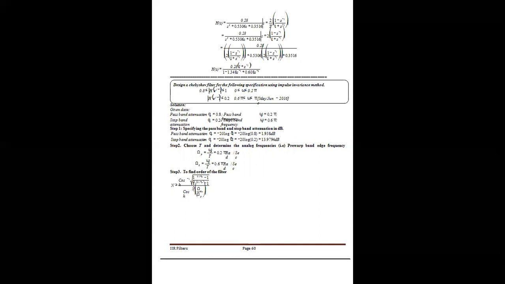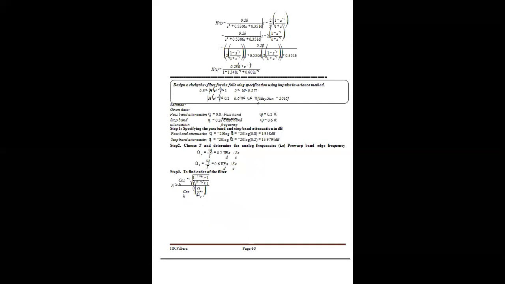Okay. Next, we have to design a Chebyshev filter using the same problem with the impulse invariant method. Okay. So what we'll be doing here? 0.8 is the passband attenuation, the passband frequency is 0.25, the stopband attenuation is given as 0.2, and the stopband frequency is 0.65. Okay.